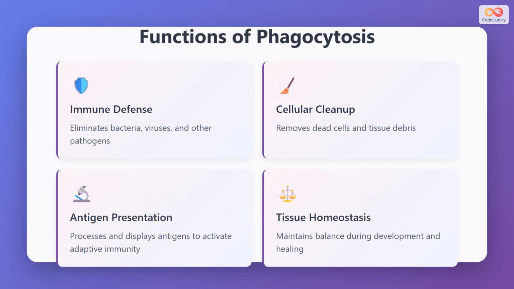Phagocytosis serves 4 critical functions in the body. First is immune defense, where it eliminates bacteria, viruses, and other pathogens that could harm us. Second is cellular cleanup, removing dead cells and tissue debris to prevent accumulation. Third is antigen presentation, where phagocytes process particles and display antigens to activate the adaptive immune system. Fourth is maintaining tissue homeostasis, keeping balance during development, wound healing, and normal tissue maintenance.